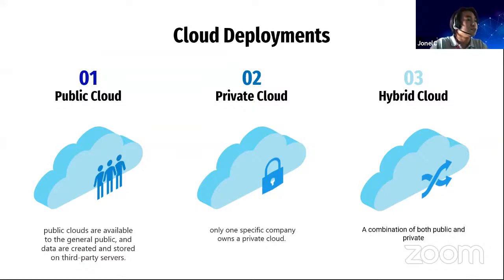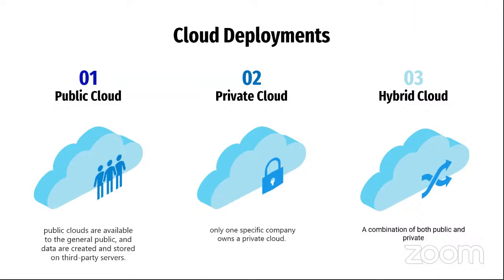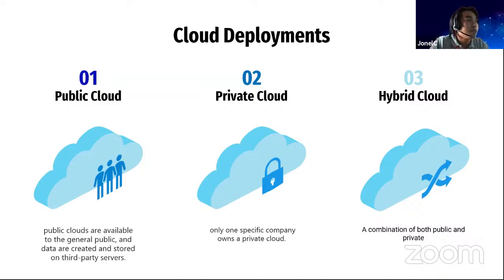So paano ba i-deploy yung cloud para magamit natin? So there are actually three models for cloud deployments. First one is public cloud, the second is private cloud, and the third is hybrid cloud. So sa public cloud, ang cloud is available to the general public and data are created and stored on third-party servers. So these public cloud, mga example niyan is yung mga enterprise cloud providers such as Amazon Web Services, Microsoft Azure Cloud, Google Cloud Platform, Alibaba Cloud, and so on and so forth. So that's the public cloud. It means that it's publicly available sa lahat.